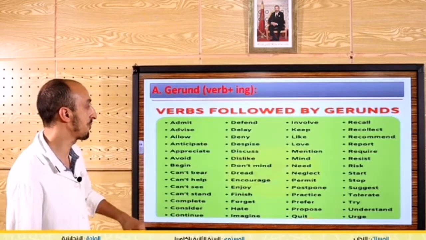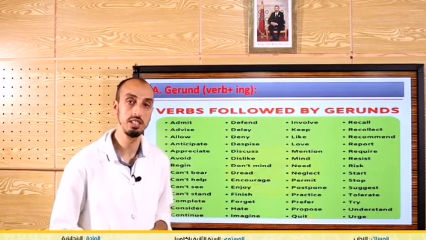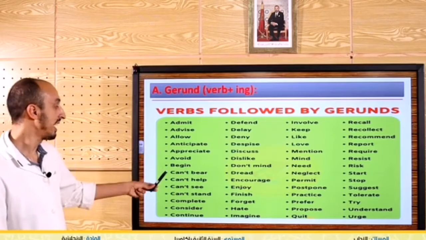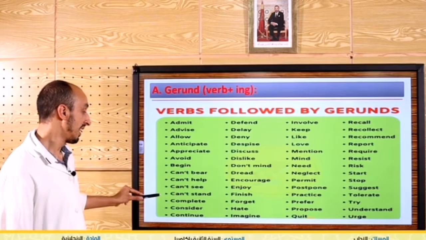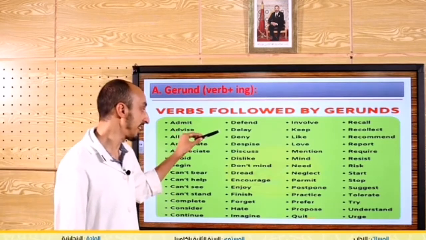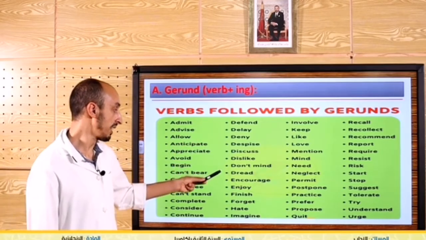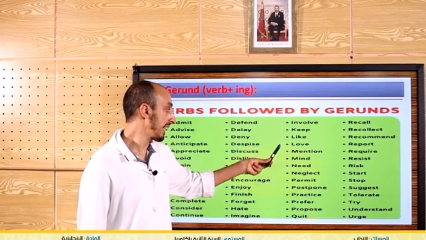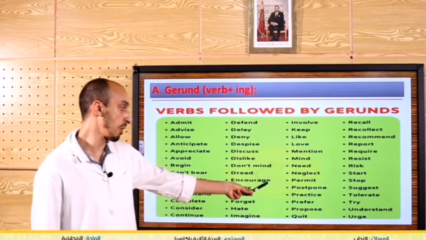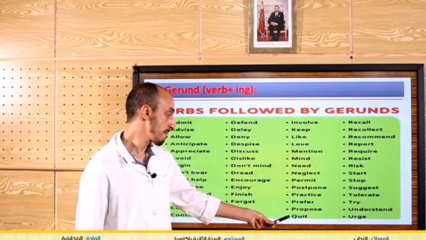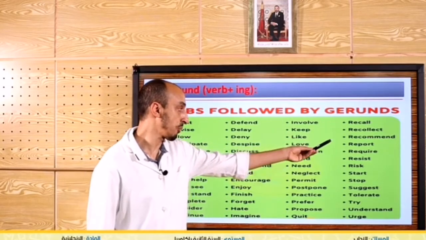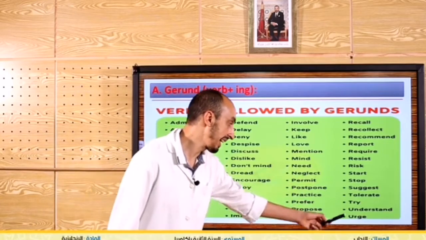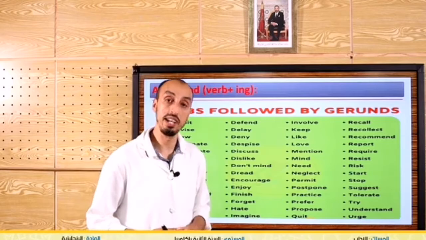Now we're going to see a full list of verbs that can be followed by gerund. We have admit, advise, allow, anticipate, appreciate, avoid, begin, can't bear, can't help, can't see, can't stand, complete, consider, continue, defend, delay, deny, despise, discuss, dislike, don't mind, dread, encourage, enjoy, finish, forget, hate, imagine, involve, keep, like, love, mention, mind, need, neglect, permit, postpone, practice, prefer, propose, quit. And we have recall, recollect, recommend, report, require, resist, risk, start, stop, suggest, tolerate, try, understand, and urge. So these verbs can be followed by gerund.